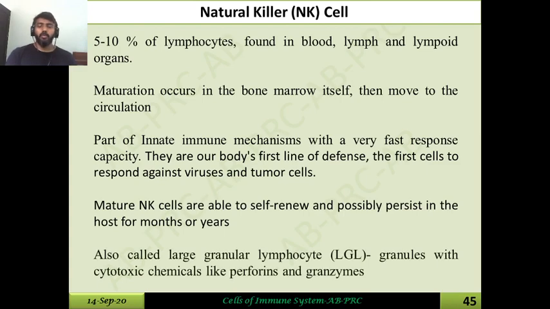These are sometimes also called large granular lymphocytes or LGLs. As it suggests, there are granules in the cytoplasm, and these granules are usually filled with chemicals which are toxic to most of the target cells. These chemicals are collectively called perforins and granzymes.